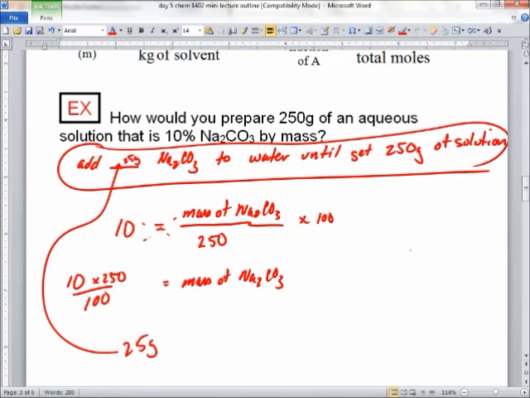So we could say add 25 grams of sodium carbonate to how many grams of water? To 225. That would be another answer. Add 25 grams of sodium carbonate to 225 grams of water. The total has to be 250. So that also works. It seems to me this is easier, but they all work.